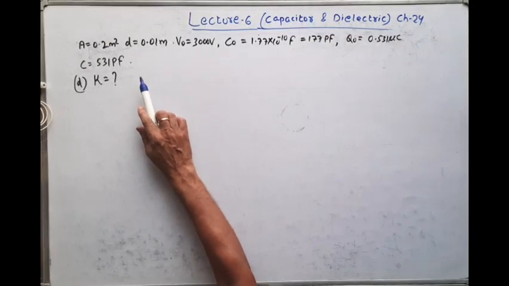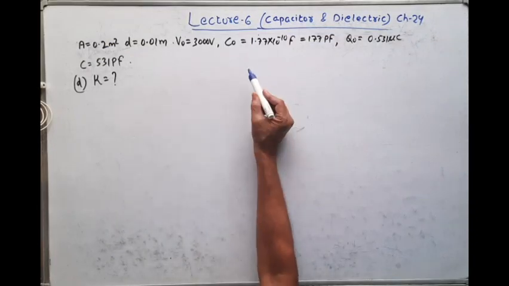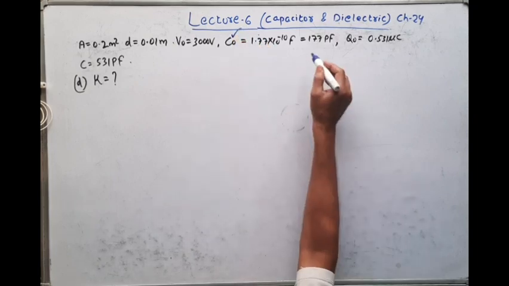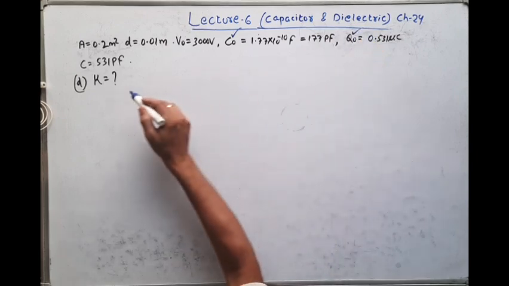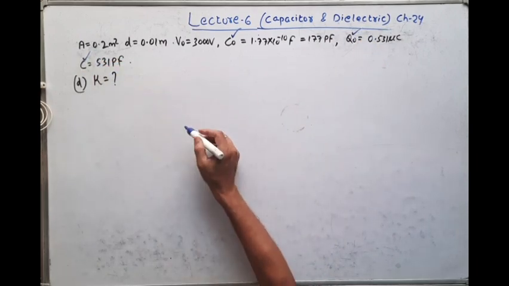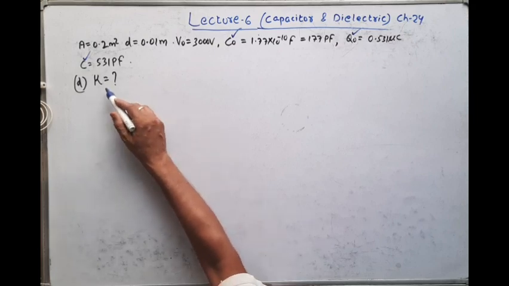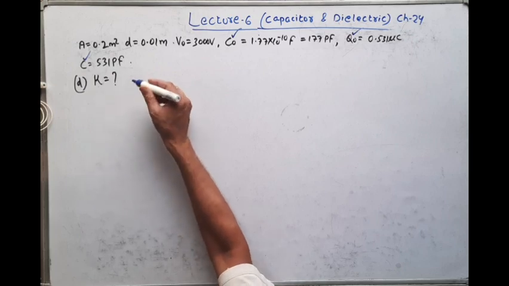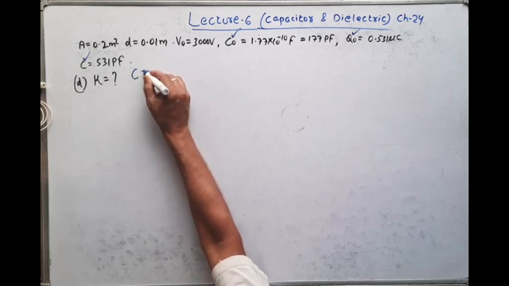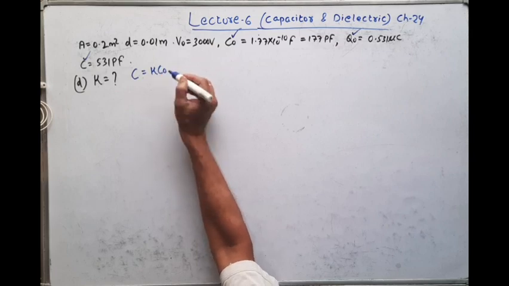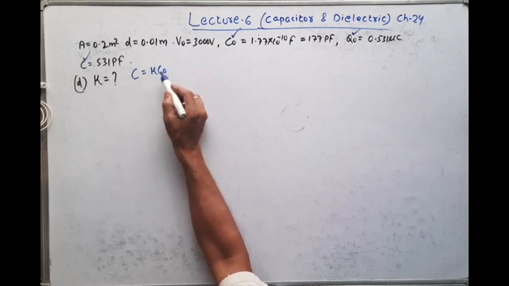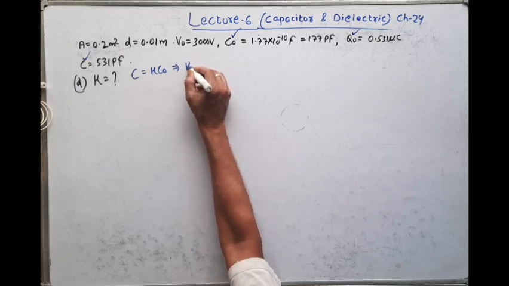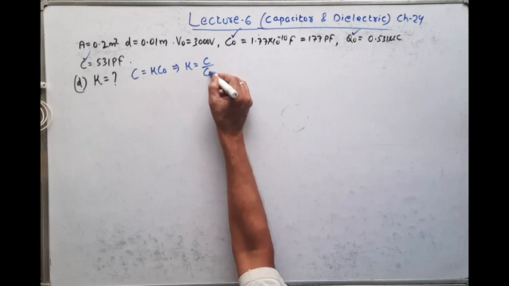We have already calculated the initial capacitance, the initial charge and the final capacitance after introducing the dielectric. Now we will find the dielectric constant of the medium. Capacitance for any medium is K times the capacitance of the air capacitor. That implies K is equal to C by C naught.